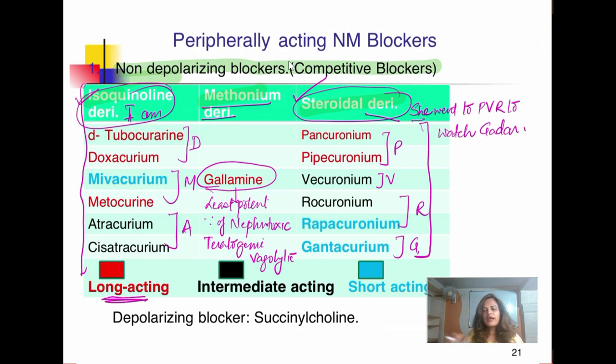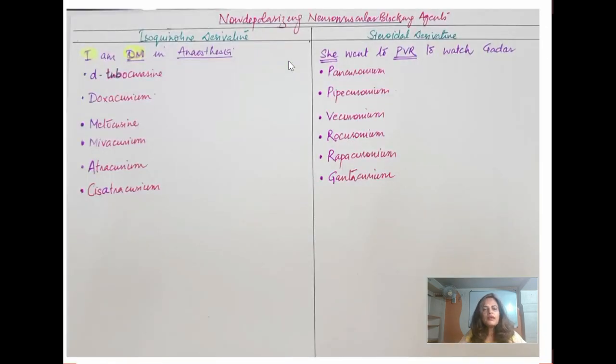So this is another way of classifying, the chemical classification of the peripheral acting neuromuscular blockers. Among depolarizing there are two drugs, but we use only one, so I have written only one name, succinylcholine. You will remember the names; to remember isoquinoline, see the next slide. I am DM in anesthesia. So I stands for isoquinoline derivative. In DM in anesthesia, what is there? She is steroidal. Went to PVR to watch the movie Gadar.